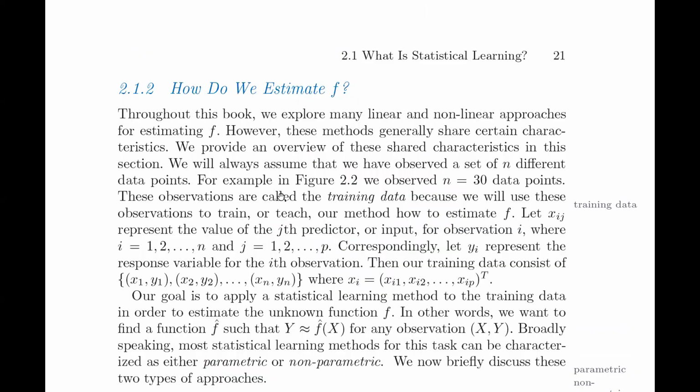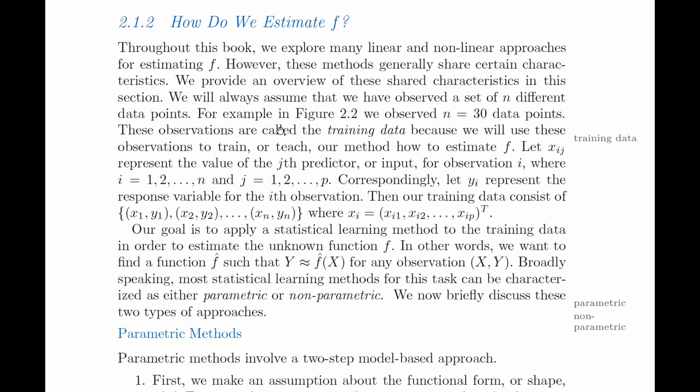Let's start reading. Throughout this book, we explore many linear, this is yesterday's last page. Throughout this book, we explore many linear and non-linear approaches for estimating F, keyword estimating. However, these methods generally share certain characteristics. We provide an overview of these shared characteristics. So I guess this section is where we're going to establish the notation and certain features that will probably be a common theme throughout the book.